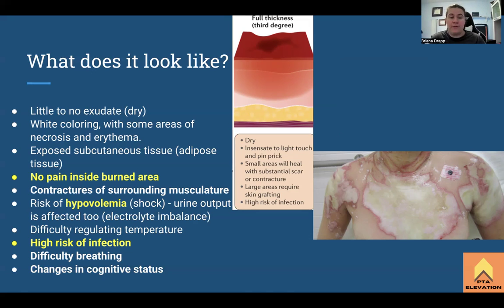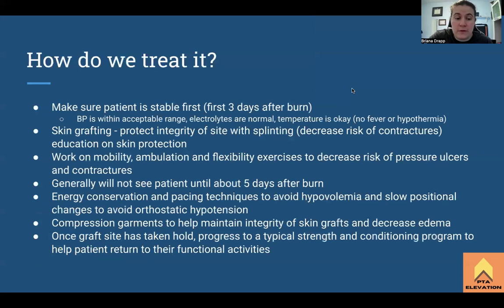So that's why I have that highlighted in yellow, because that's one of the most important things. So being aware of that, the patient might be on IV antibiotics. You're going to be taking precautions, wearing gloves and a mask and everything to protect the patient from you.